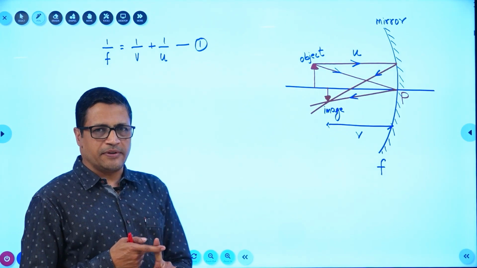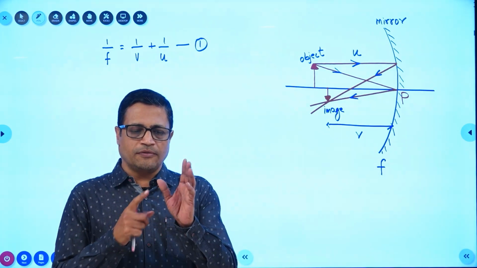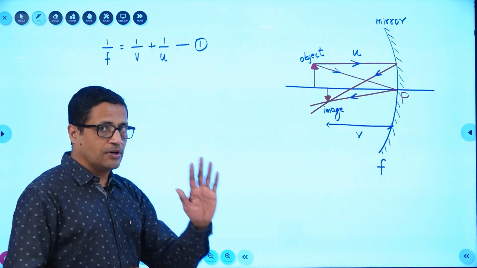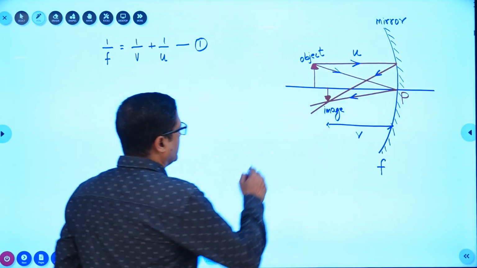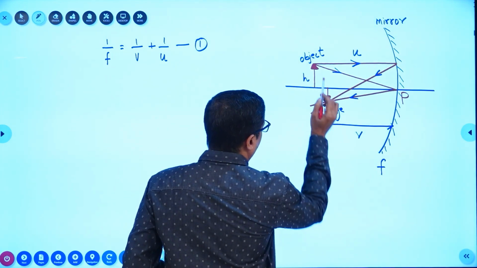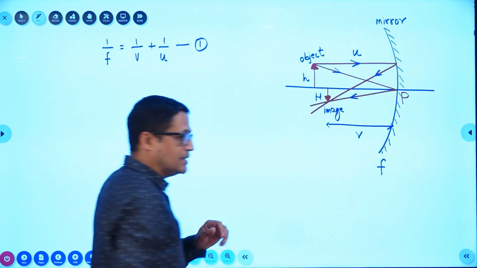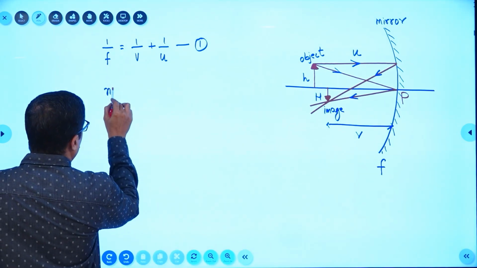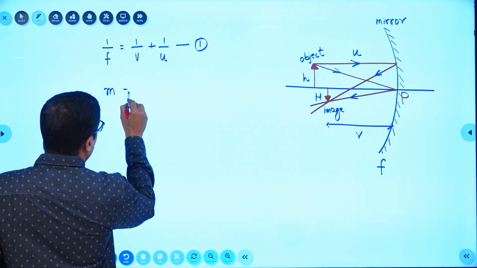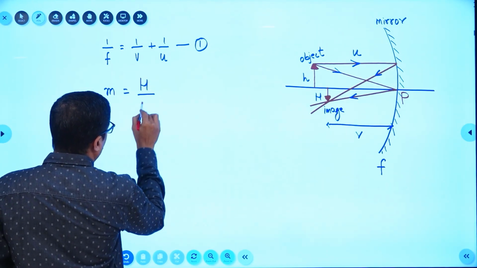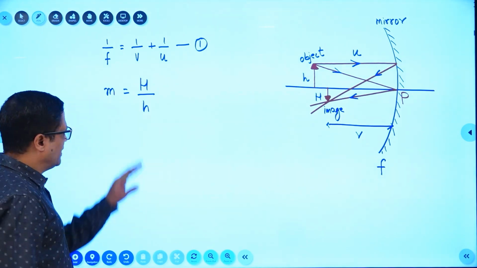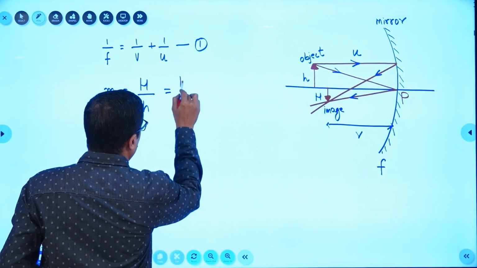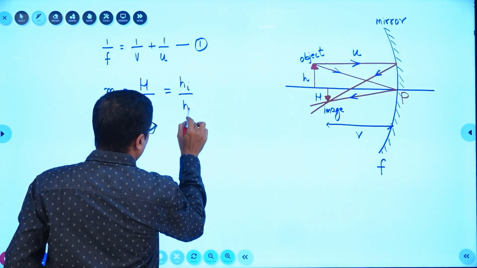Now the formula for magnification, if you write it in terms of object distance and image distance, that is u and v, there will be one formula for magnification. If you write it in terms of the object height and the image height, then there will be another formula for magnification. Formula for magnification, which is denoted as m, is given by H_i by H_o, the height of the image by the height of the object.